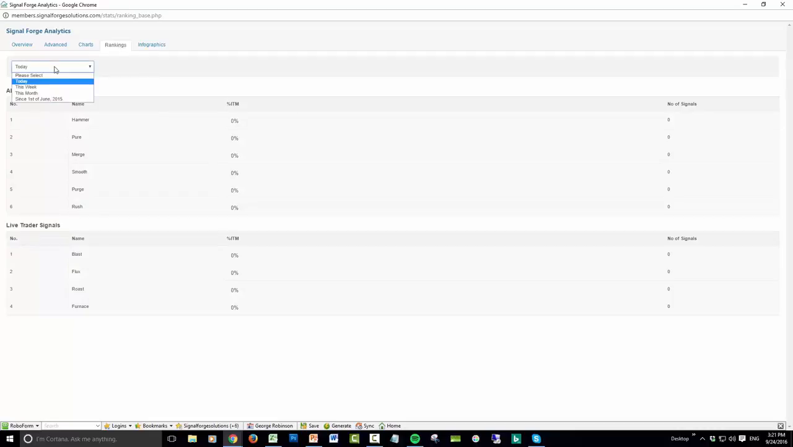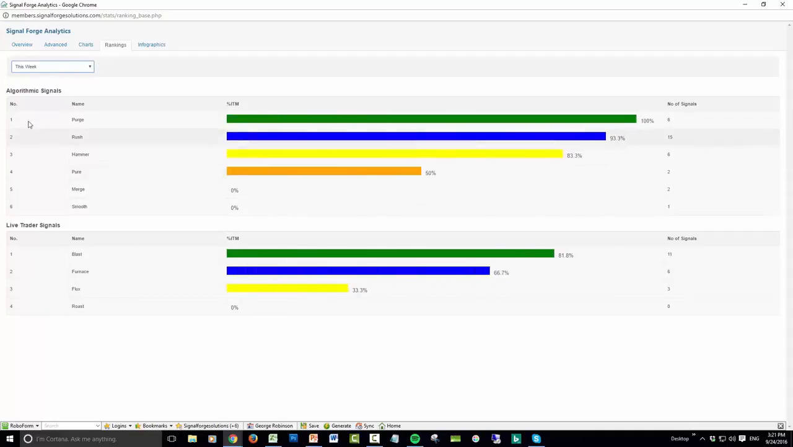Rankings. So this shows today's date. There's no trading today because it's the weekend, but if we look at this week, you can see the 10 different systems. So again, we've got 6 here algorithmic signals and 4 down here live trader signals. So for this week, we can see that Purge has done particularly well. It's got 6 signals and it was 100% accurate. Every trade that fired was accurate, was positive.